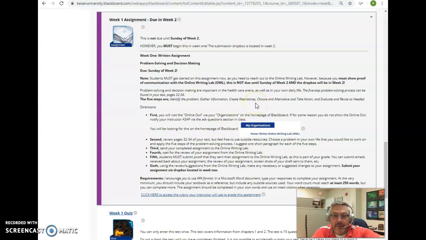Even if they sound wacky, write them down. Then you can weed those out. Then you're going to choose an alternative and take action. Then you want to evaluate and revise. How are you going to measure the success of the choice of the alternative that you've taken? And if it didn't work, how are you going to revise it or replace it?